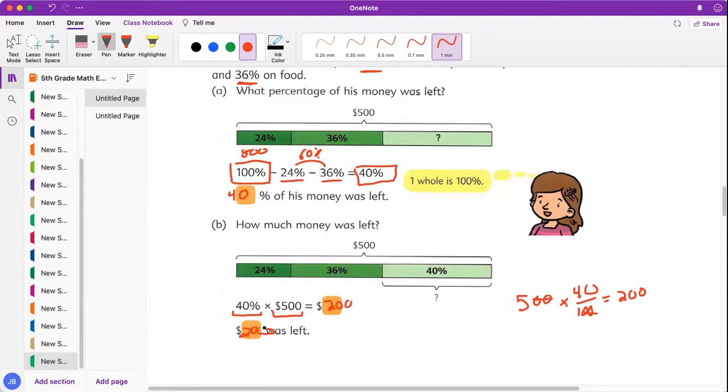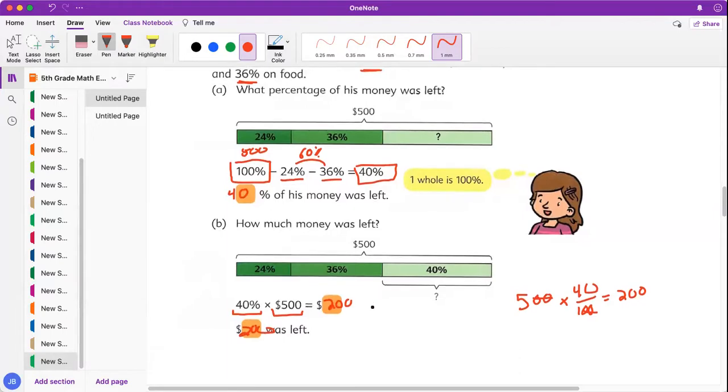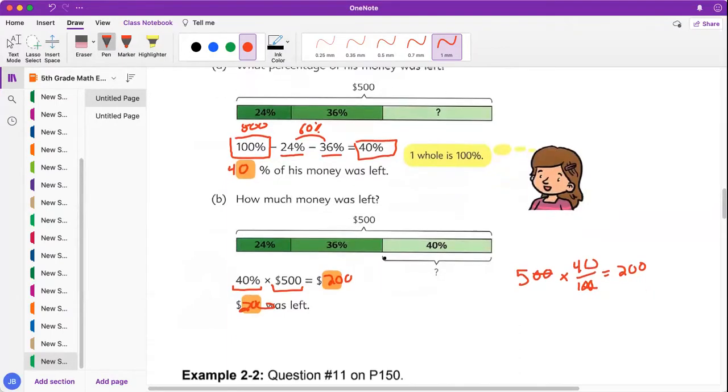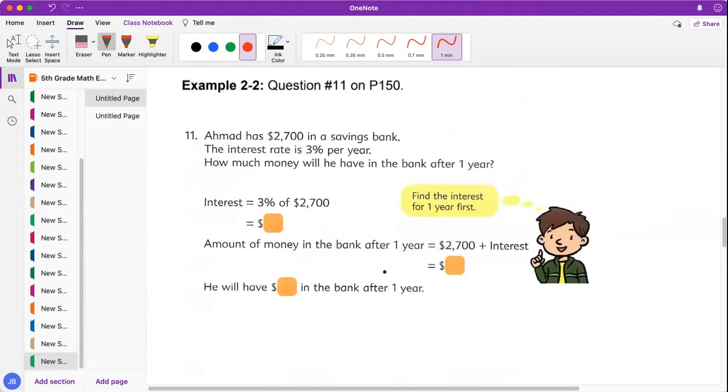So we can say $200 was left. Does that make sense for everybody? Any questions, comments, or concerns? All right, we'll keep on going.